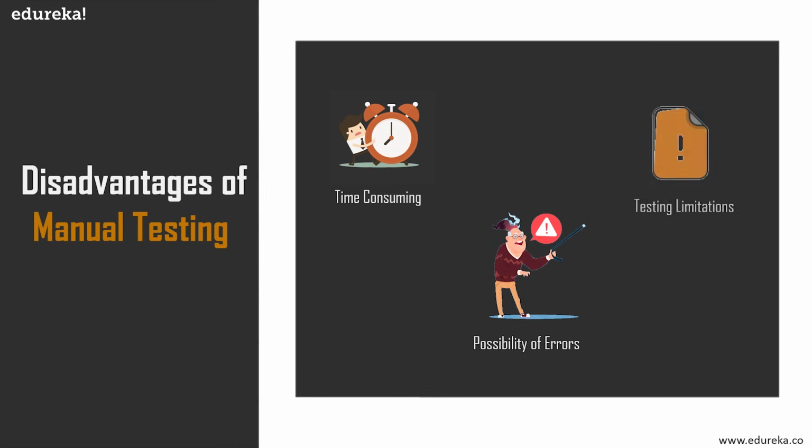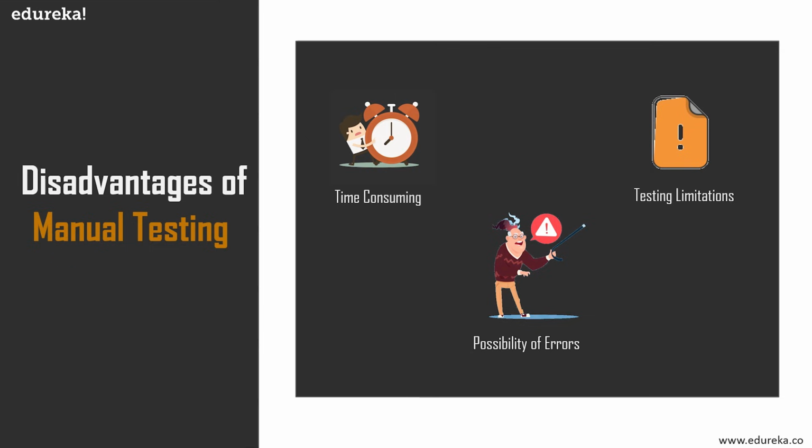And then you have testing limitations. Manual testing is not good for load and performance testing. To check the performance of an application in manual testing, there's a requirement of a large number of users and gadgets. The moment the term gadgets comes in, it is no more manual testing. It belongs to automation testing. So you have certain limitations in manual testing.